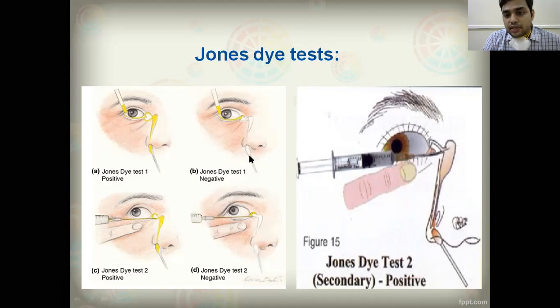So if it doesn't stain the bud in Jones dye test 1, the reason might be the partial obstruction or lacrimal pump failure. Whereas in Jones dye test 2, as we are putting considerable pressure, if even after that it is not staining the bud, then it is because of the lacrimal pump failure, not because of the partial obstruction. Because if it is a partial obstruction, with considerable pressure, whatever dye entered the lacrimal sac will stain the bud. But in a negative Jones dye test 2, it doesn't stain the bud because of the lacrimal pump failure: the dye did not enter the lacrimal sac and did not stain the bud. So this is about the Jones dye test 2.